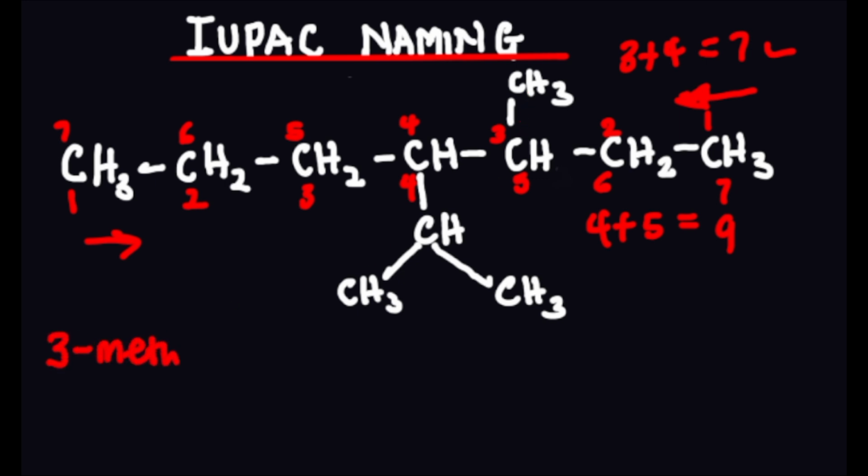3 methyl. Now, one thing I want you to know is that this attachment that you're seeing here is a kind of complex substituent. In a separate video, I'm going to cover the IUPAC naming of those complex attachments, and I'm going to explain it in detail. We have isopropyl, we have isobutyl. I'm going to explain everything step by step.